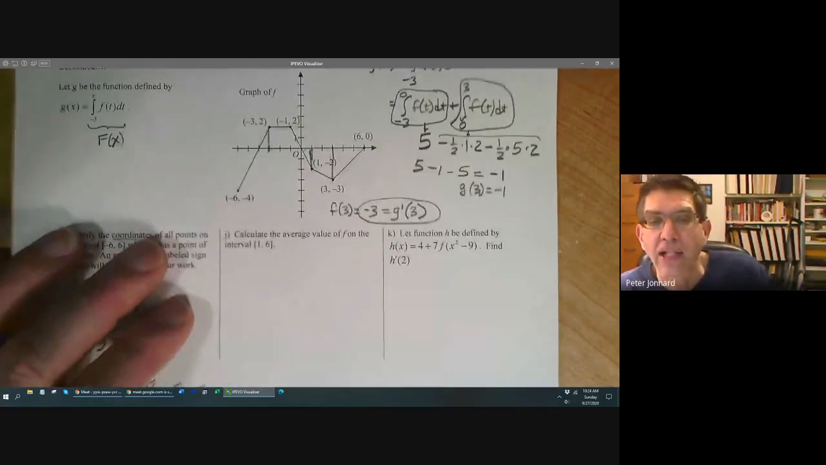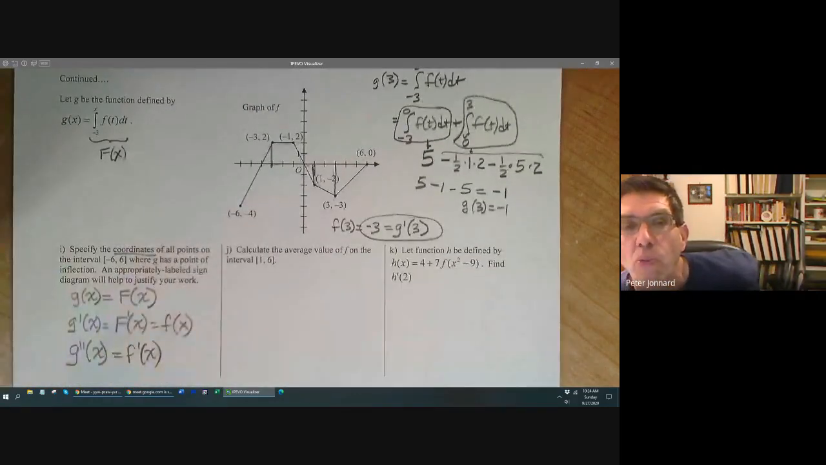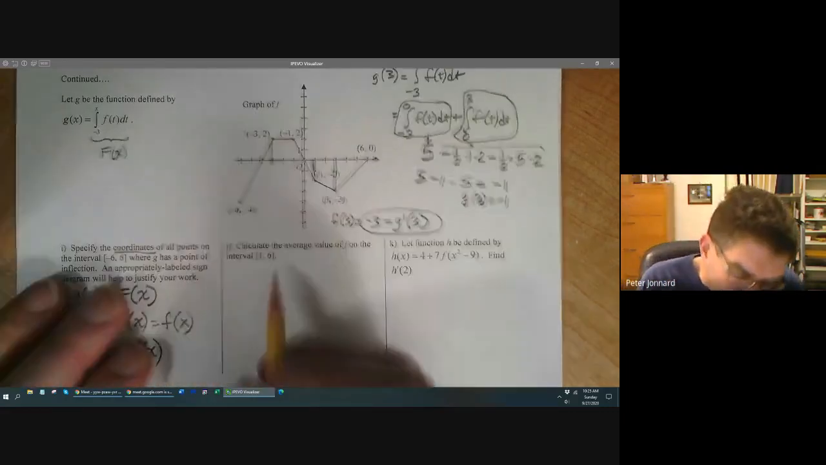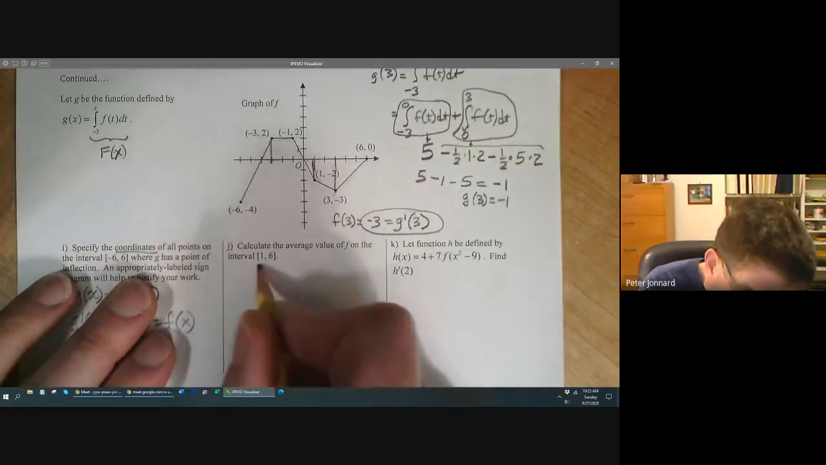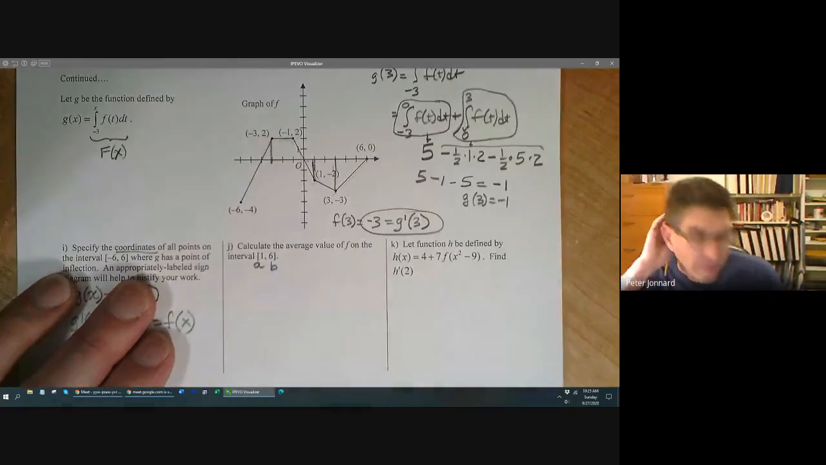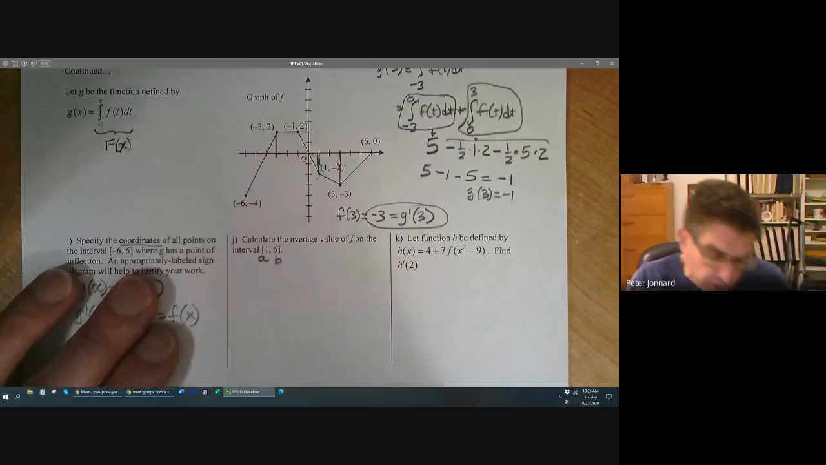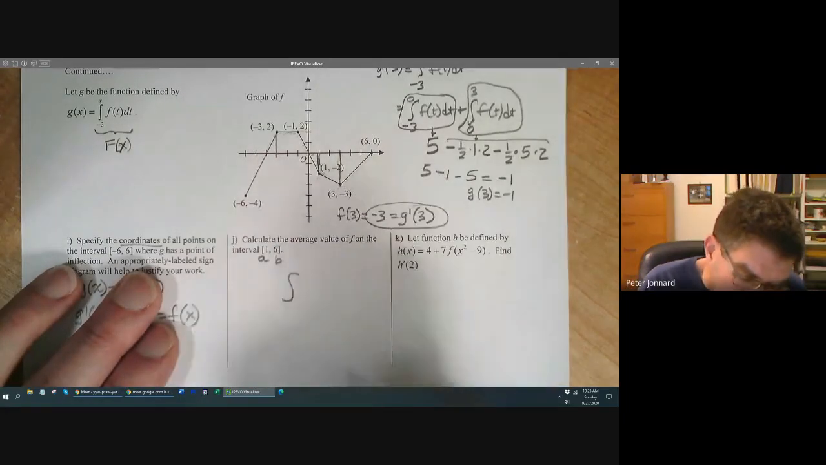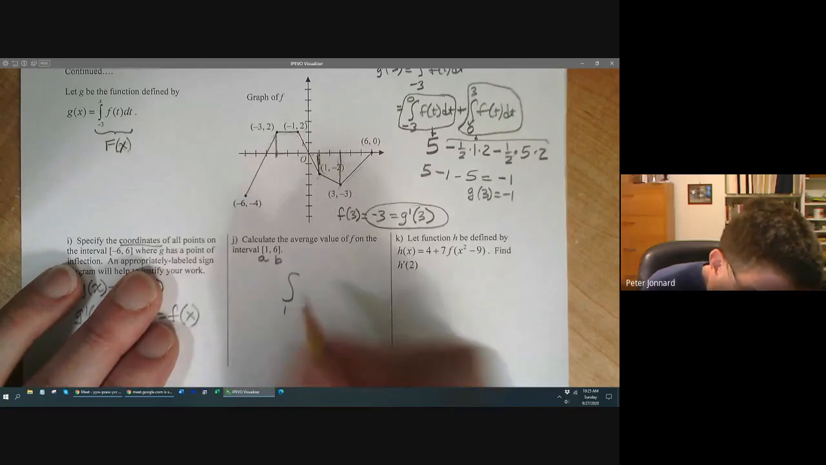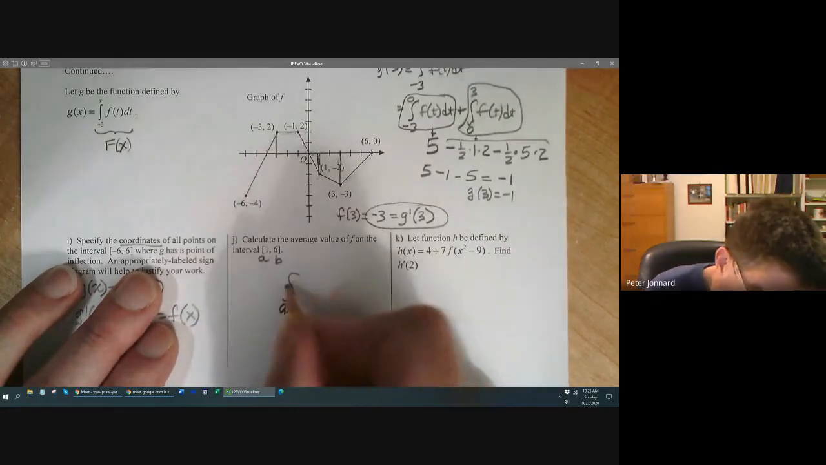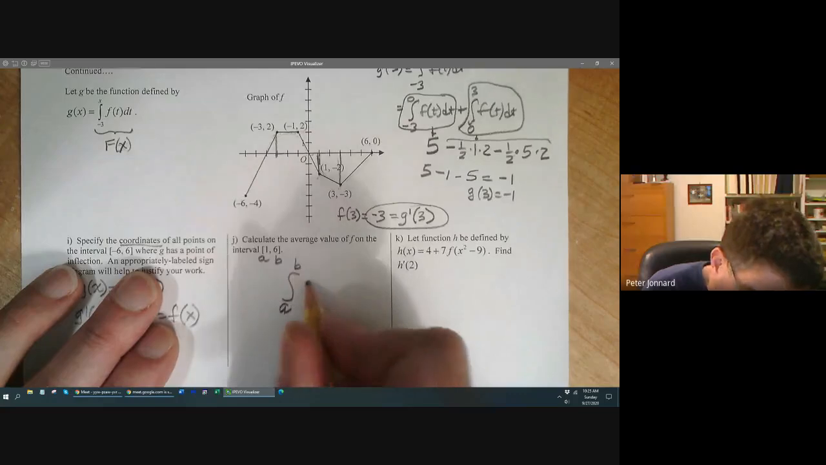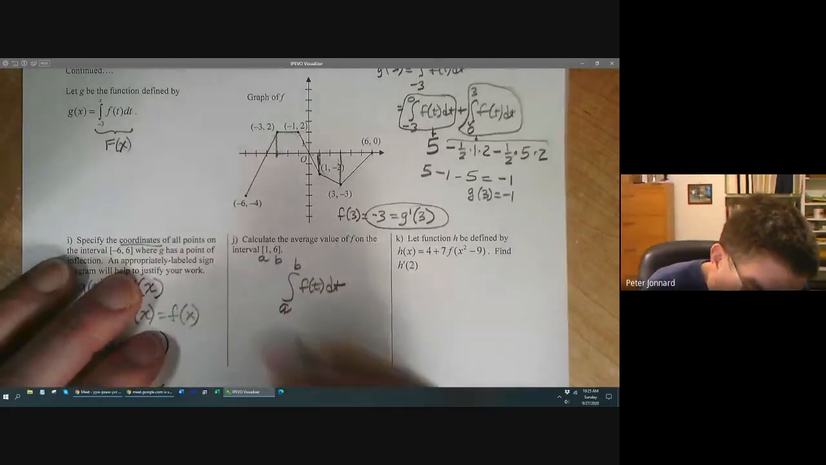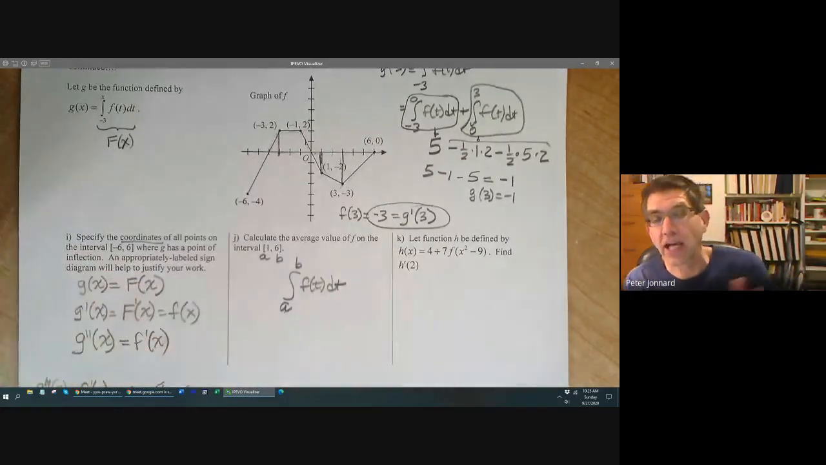Okay, next one. Calculate the average value of this function on the interval from 1 to 6. To do this, we can memorize a formula. This is A and this is B. Generally speaking, if you just look up the textbook formula, it's going to tell you to integrate the function to get the total area. Well, let me write the formula down. The integral from A to B of f of t dt. You could say f of x dx. And then that's the total area. And then we have to divide that by the width. Okay.